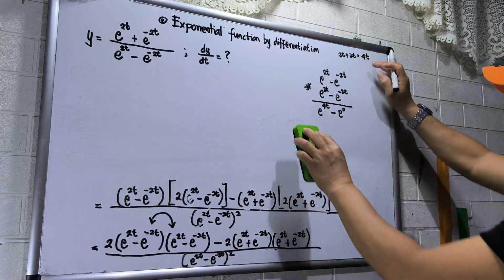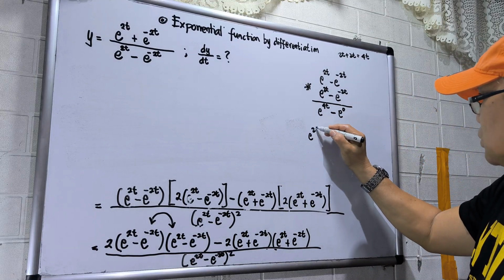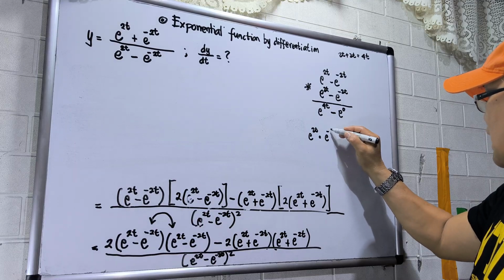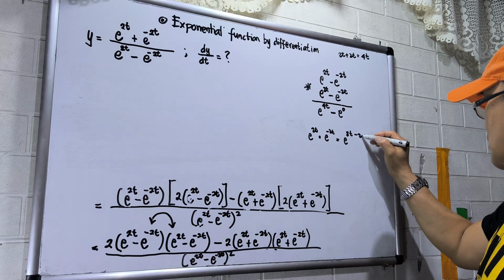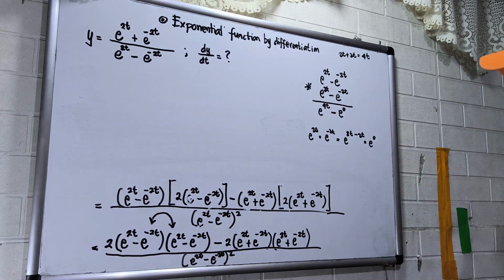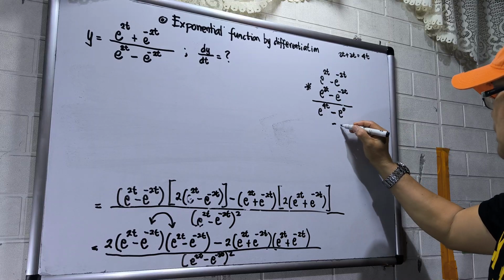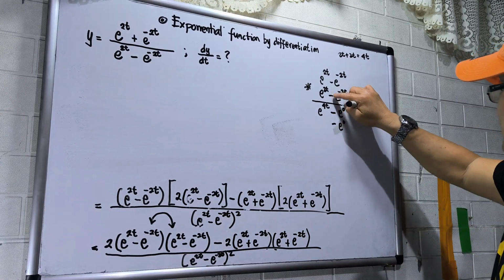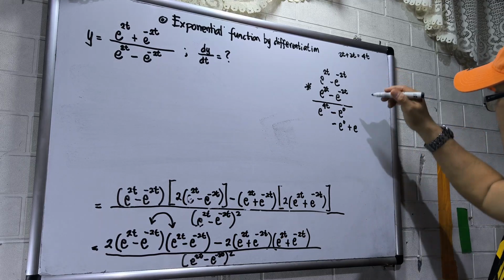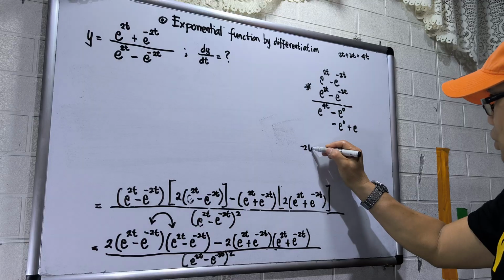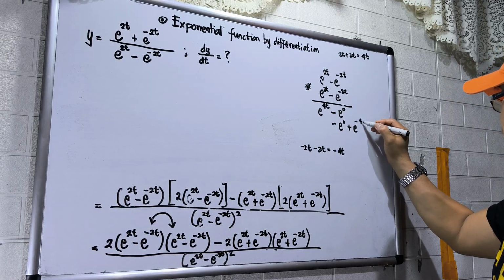Okay? Next will be this one. e to the negative 2t times e to the 2t. So, the base is e, then add the exponent. So, this will be e to the 0. So, negative e to the 0. Then, negative, negative, that will be positive e. Take note, negative 2t, negative 2t, this will be negative 4t. So, this is negative 4t.